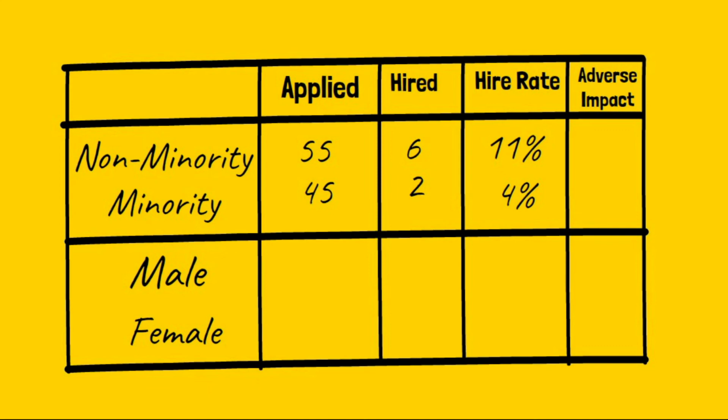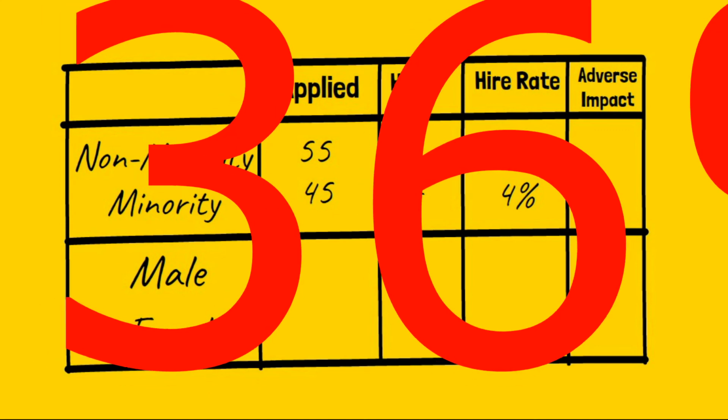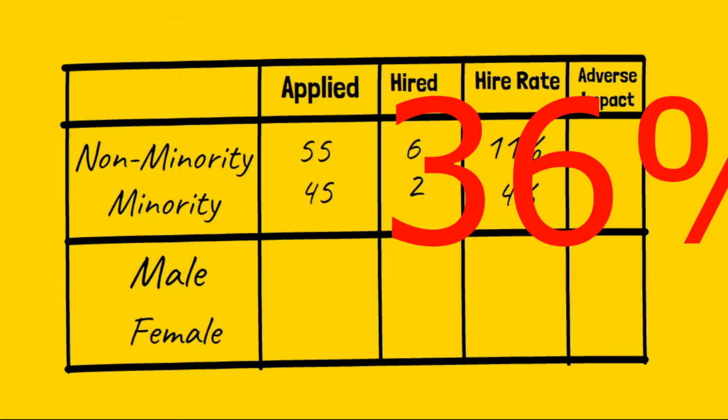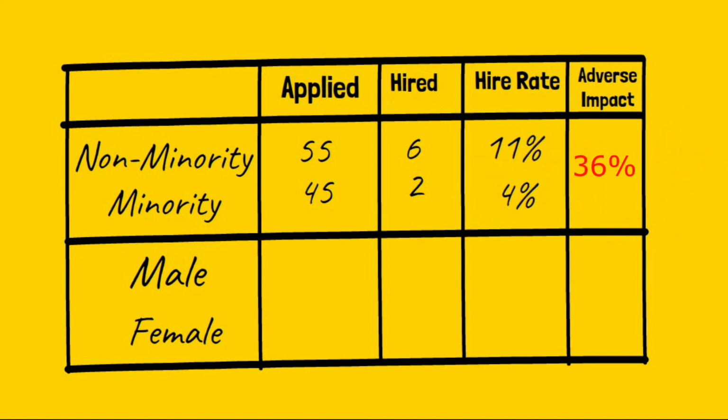We would then calculate the impact ratio by dividing the selection rate of the minority applicants, which was 4%, by the selection rate of the non-minority applicants, which was 11%. This will give us an impact ratio of 36%. And since 36% is less than 80%, we do have adverse impact, as the 80% rule states that the selection rate of the protected group should be at least 80% of the selection rate of the non-protected group.